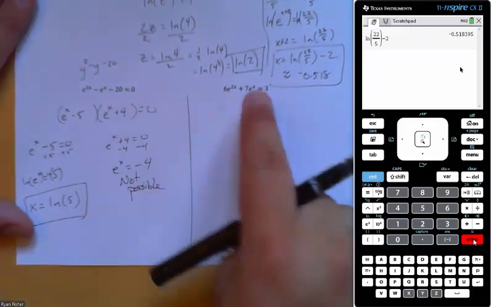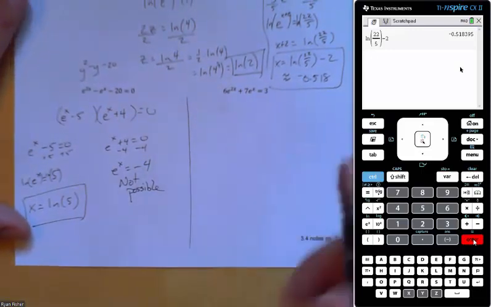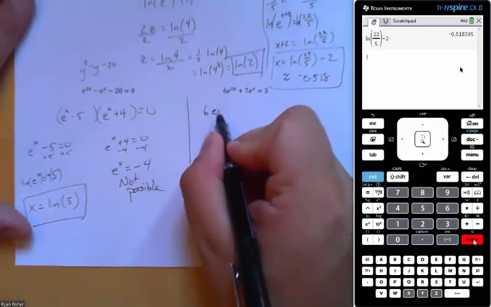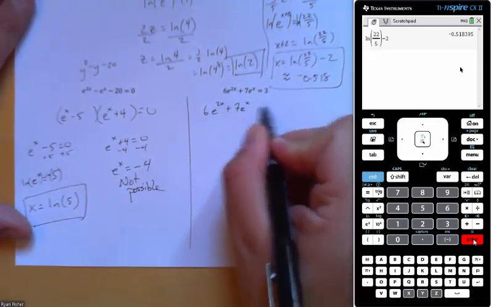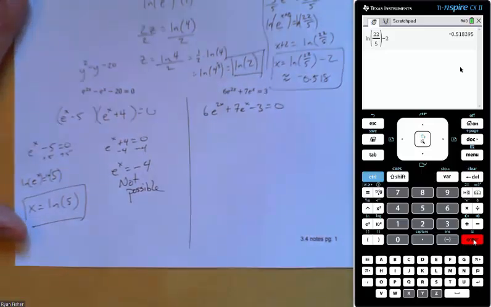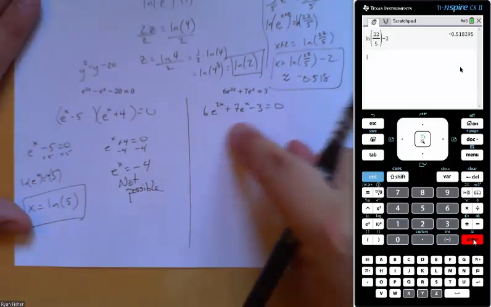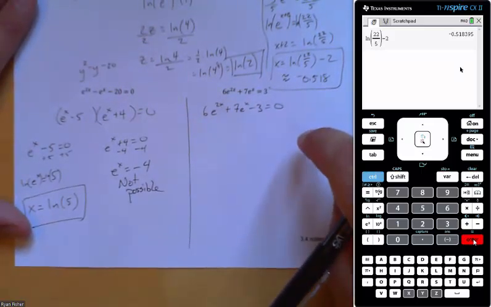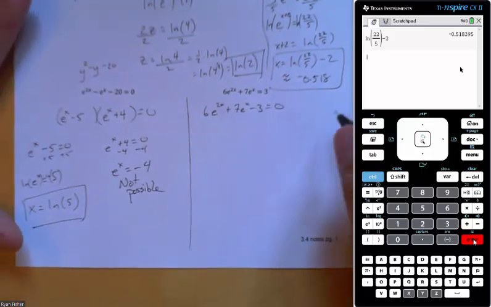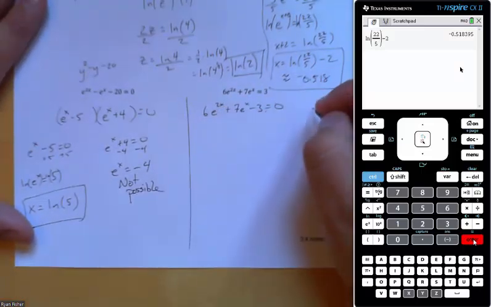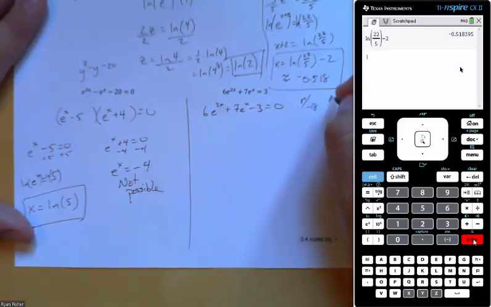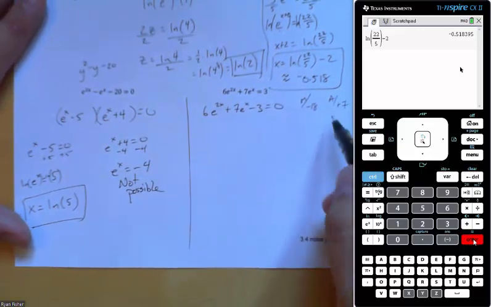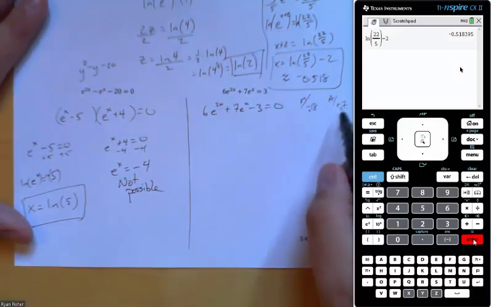Similar structure to this, looks kind of like a factoring problem again. I'll turn this into a factoring problem: 6e to the 2x plus 7e to the x minus 3 equals 0. Let's see, I need to break this apart. I'm going to multiply the first and last. Negative 18 is the product, the sum is plus 7. A pair of numbers that multiplies to minus 18 but adds to 7. I think that's positive 9 and negative 2.